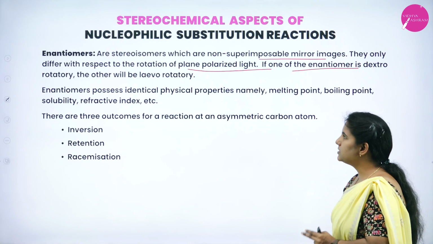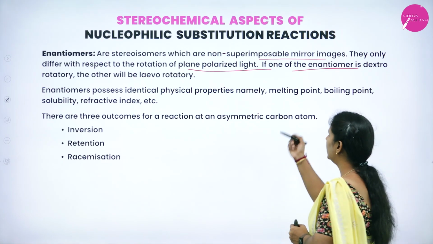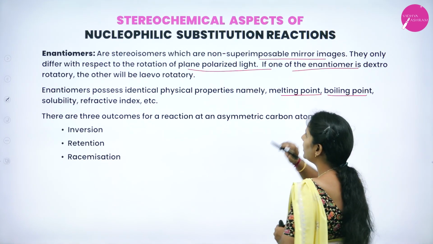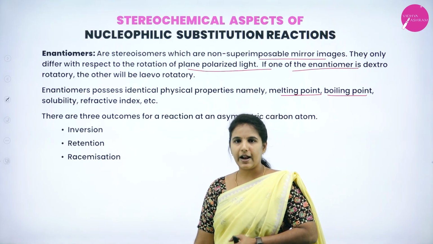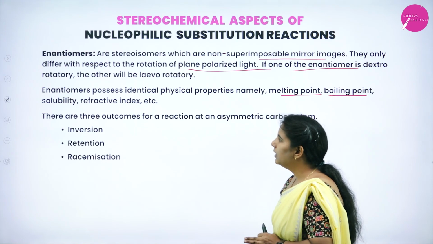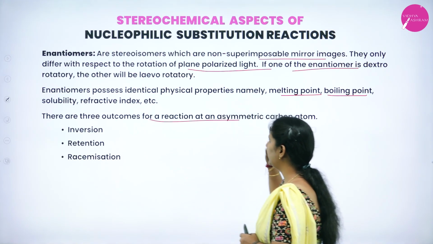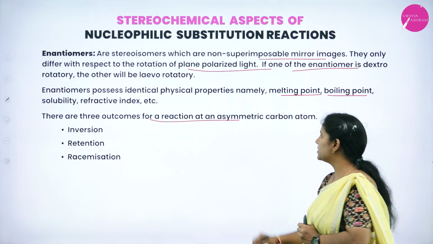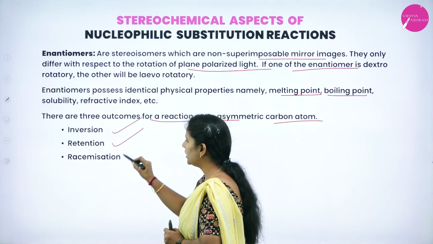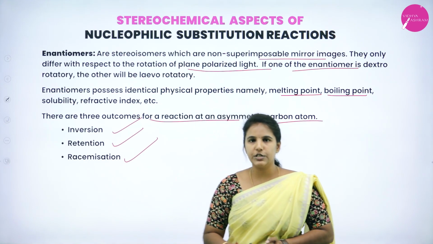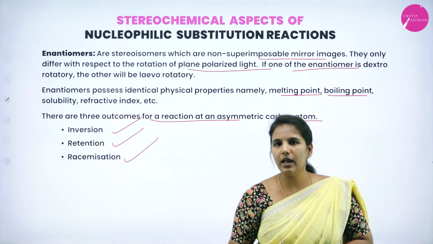Enantiomers possess identical properties, namely melting point, boiling point, solubility, as well as refractive index. But there are only three outcomes of reactions at an asymmetric carbon atom. They are inversion, retention and racemization. We'll understand them one by one.